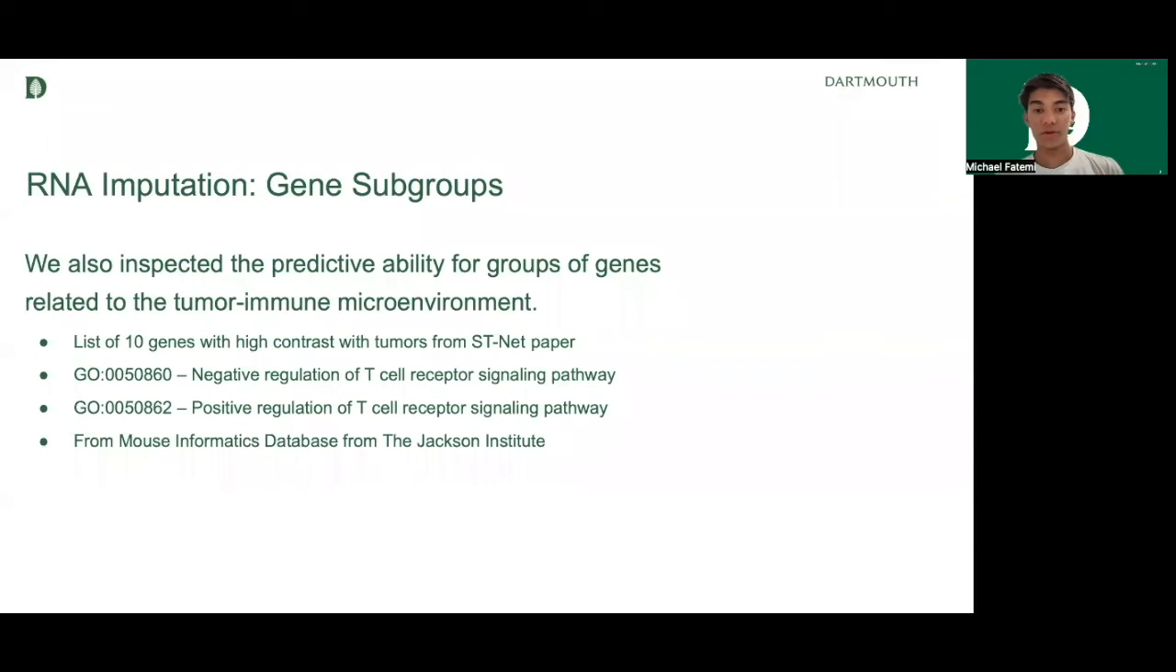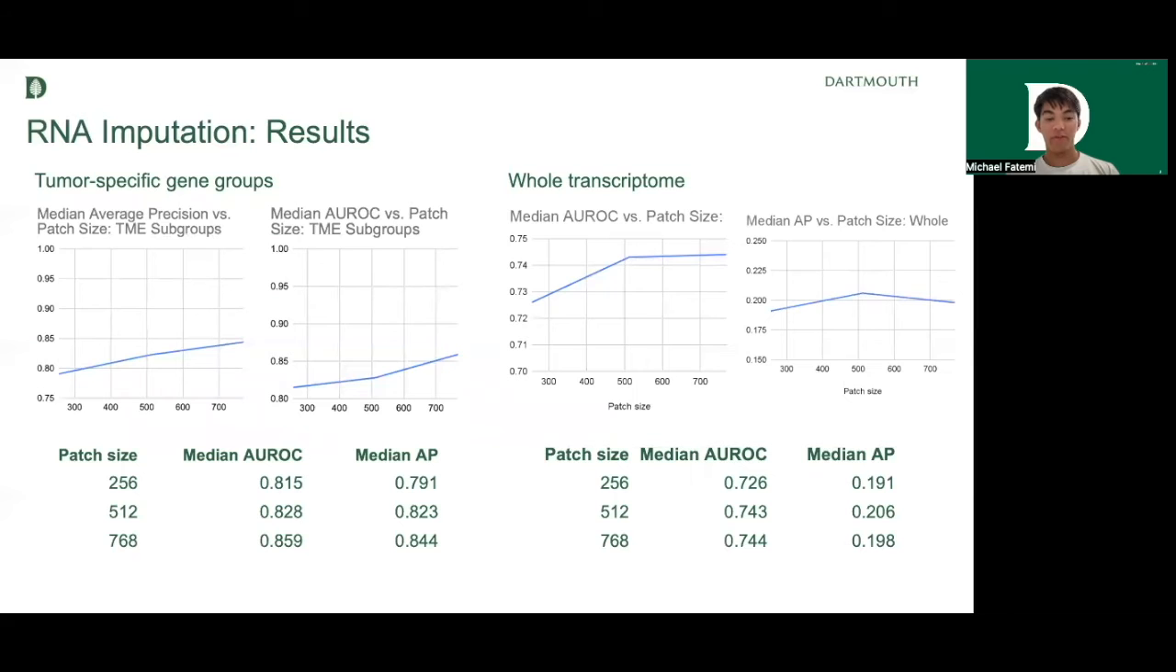The way we use these subgroups is by taking the maximum gene expression of any gene in the subgroup and taking that to be the expression of the subgroup in total. So here are some of the results. This is for the binary classifier.